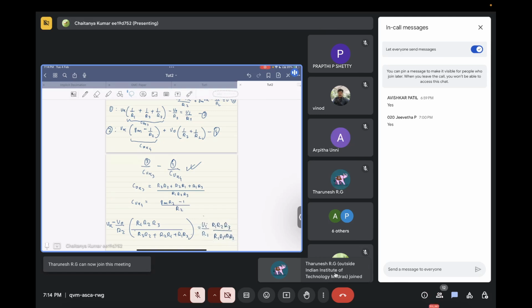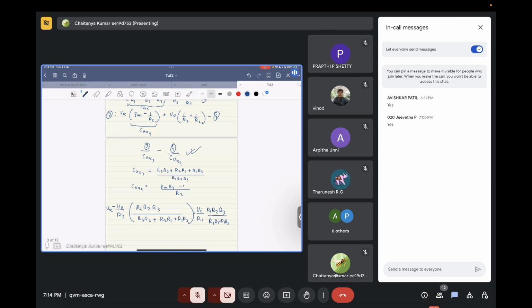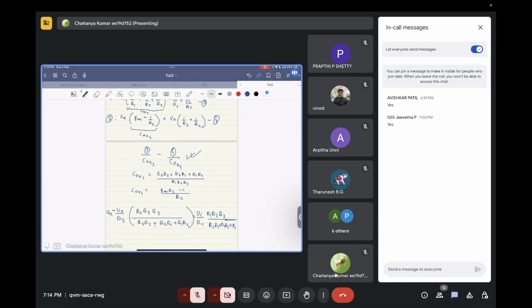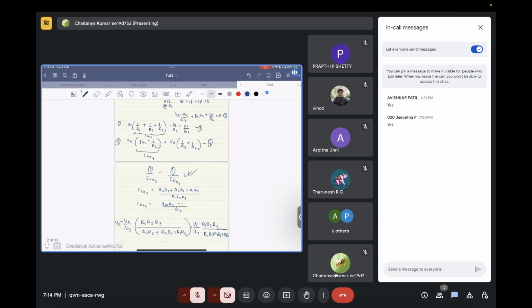You can also try to solve in parallel with me, and if you get the answer quickly, you can raise your hand and tell me the answer. Plus R3 R1. So this is how it will look, right?